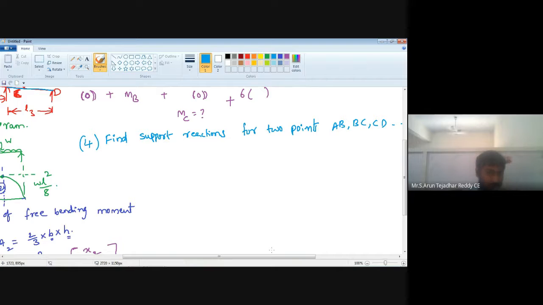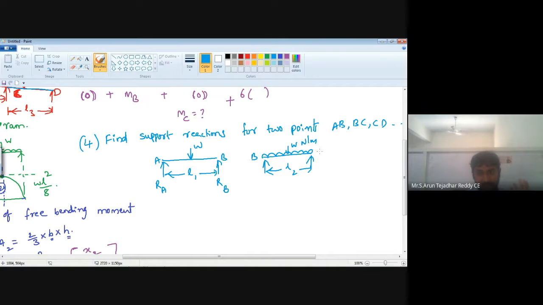See, already you know how to find the support reactions here. Suppose here it is the first, A to B, and the load is acting at the center of this span AB, and the whole span is L1. Now find out reaction RA and here RB. Next, the second one here, it is uniformly distributed. Same diagram I am splitting here. W Newton per meter, L2. This is BC. It means RB, RC.